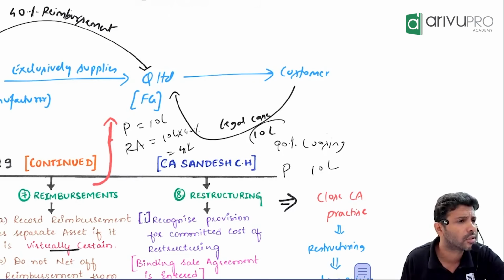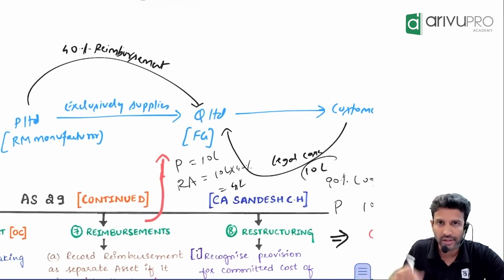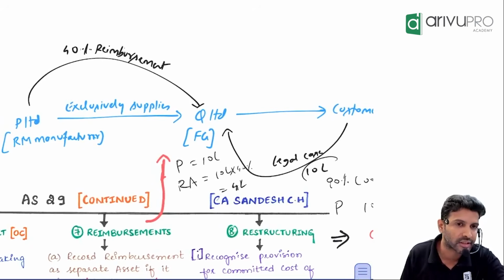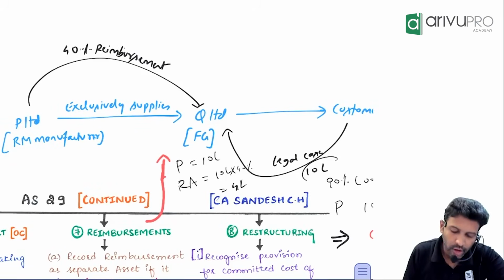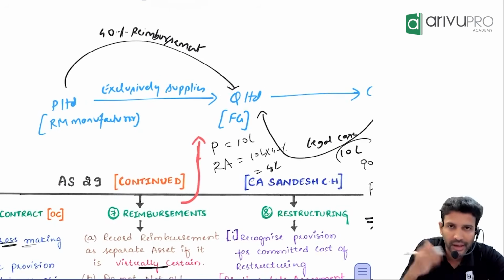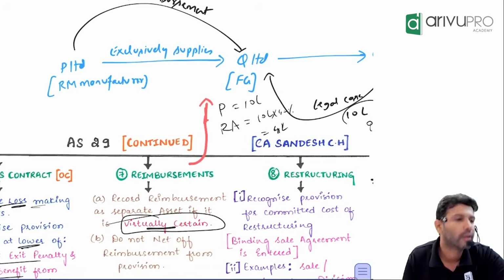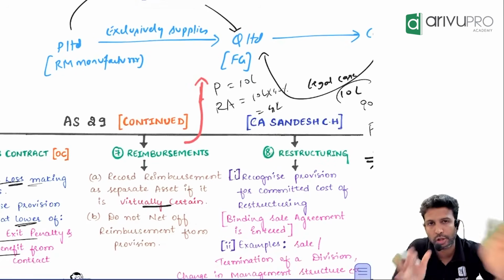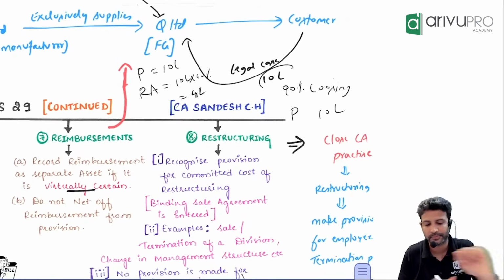Why is it an asset? For Q, why is this 4 lakh an asset? Because they are paying it or getting it? Getting it. But to recognize an asset, there is a criteria. In the table I had put, what is that? Virtually certain. So Q Limited will recognize this reimbursement as a separate asset provided it is virtually certain. This reimbursement and provision should not be netted off. They should be shown separately in your balance sheet. That's all for provision.